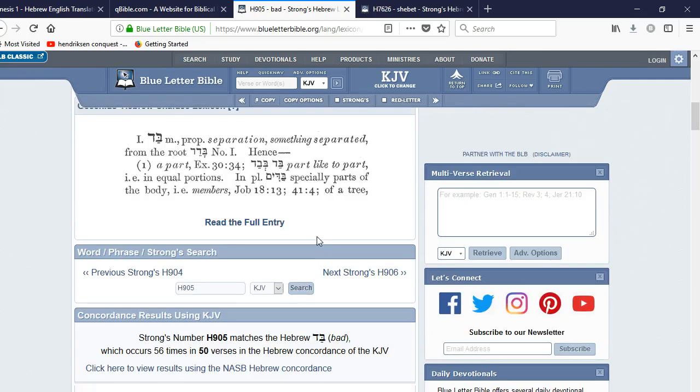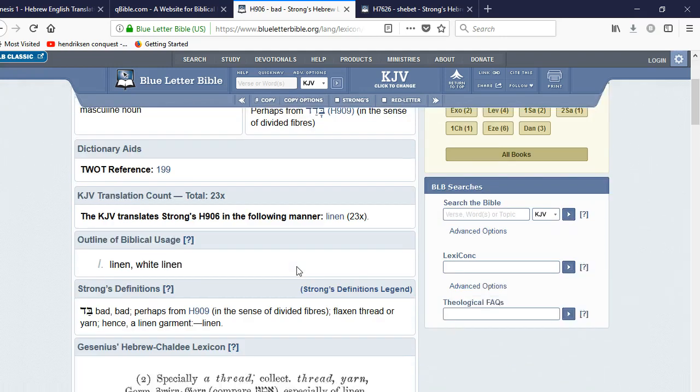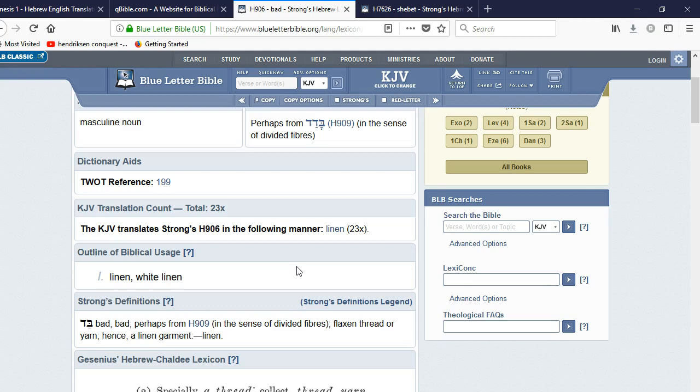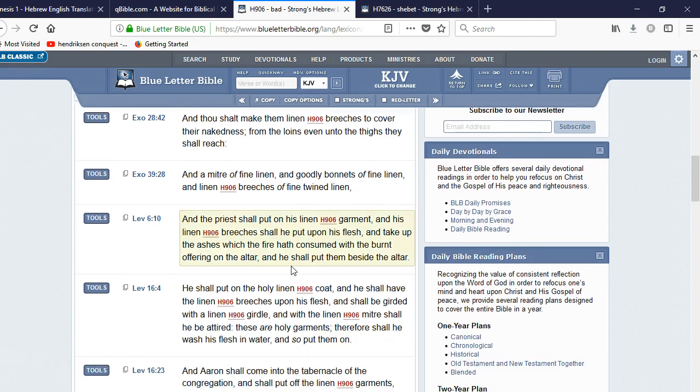So if we go forward now to 906, we're going to again be at Bod with a slightly different Nikud, of course. And now, you may think this is pretty strange, but the definition of Bod in 906 is actually linen, or white linen. Now, there's kind of a reason for this, and I had to do some looking and searching for linen to find out what might be the reason for this. But as you do a context search, cross-referencing it, you'll find that linen does seem really appropriate for this use or occurrence of Bod.